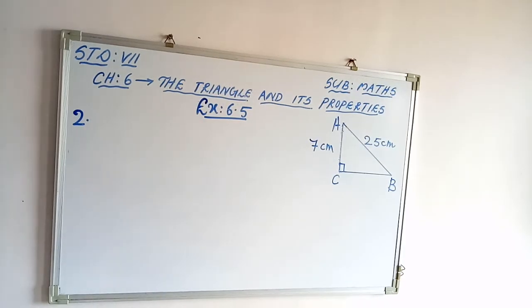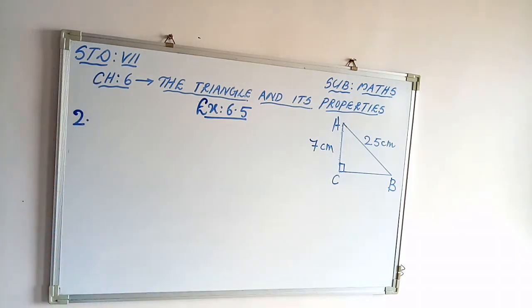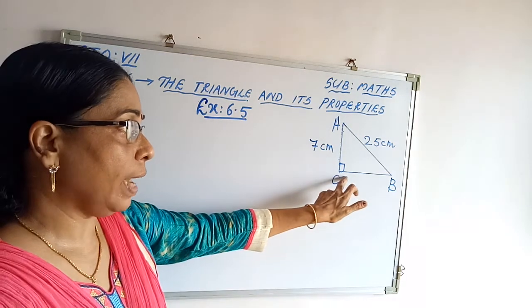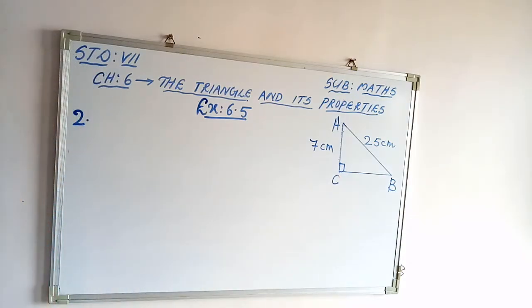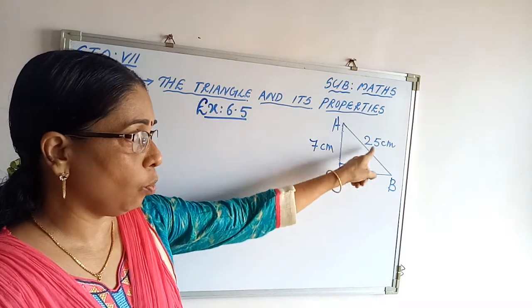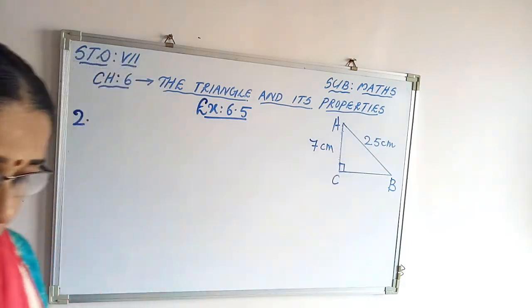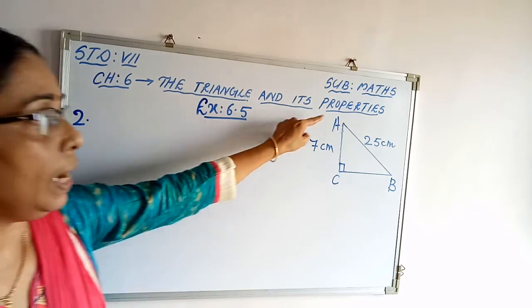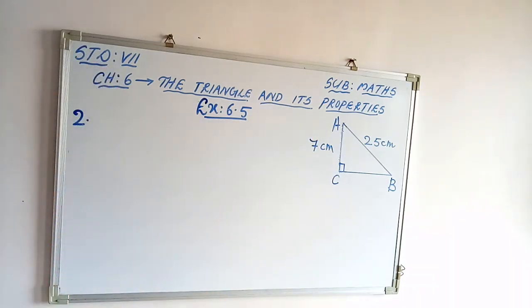Now see the second question. See the textbook. ABC is a triangle. I have drawn here ABC, right-angled at C. Right-angled at C means the angle C is equal to 90 degrees. And AB is equal to 25 centimeters. As it is opposite to the right angle, AB is the hypotenuse, given as 25 centimeters. And AC, one of the legs, is given as 7 centimeters. Find BC, the other leg.